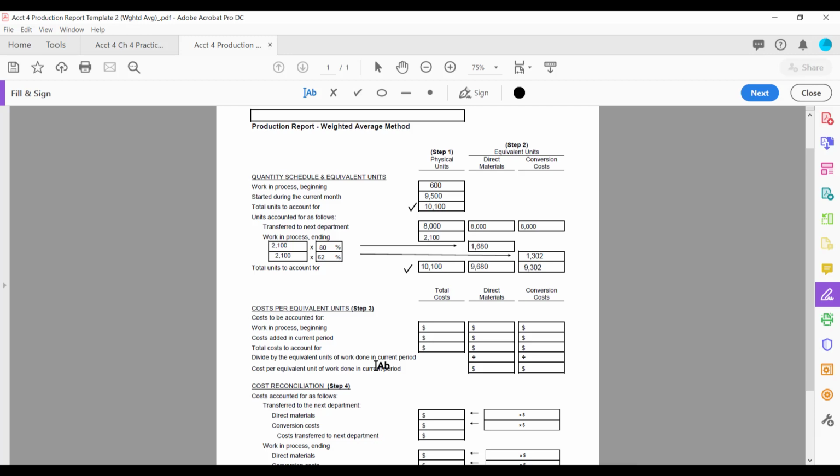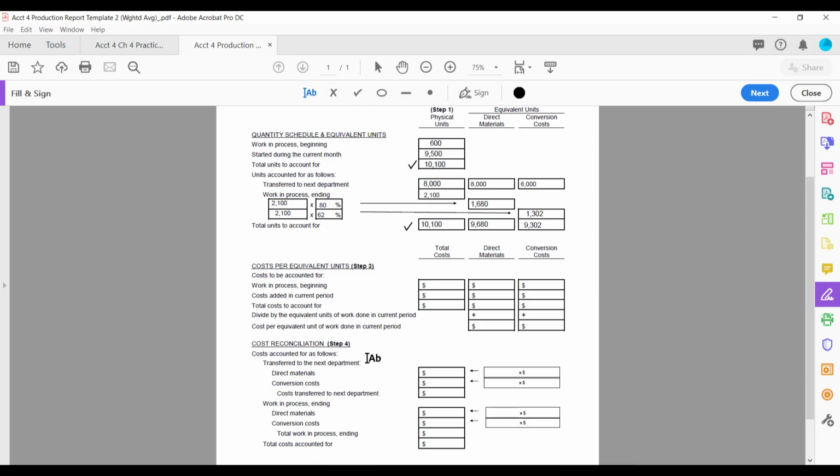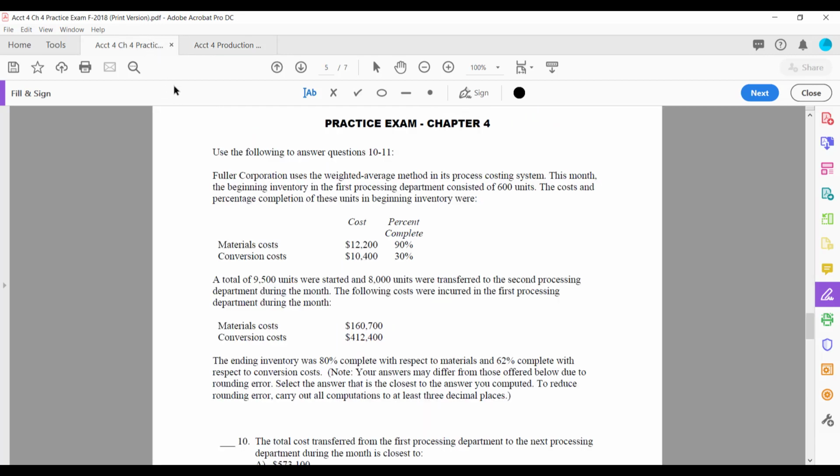All right. Very good. So now we're going to go on to step 3, finding the costs per equivalent unit of production. The nice thing with this is once we get comfortable with this template, the majority of the information is given to us. We just need to organize it properly so we can do some of those calculations. So we can see here that the first line, when we're trying to calculate costs to be accounted for, is the work in process, the beginning work in process costs.